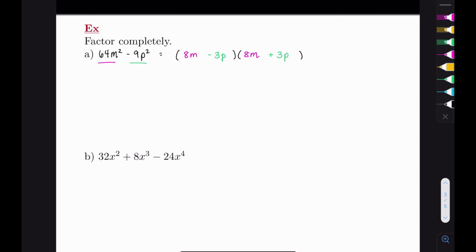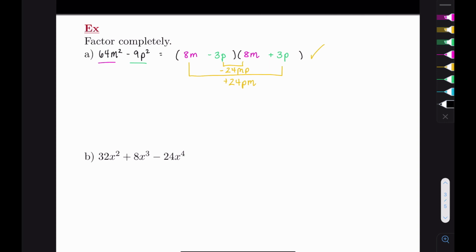So the first and last terms are good. Now we check the outer, which gives us positive 24mp. The inner gives us negative 24mp. So when we add those up, they cancel each other out, and so this is our correct factoring.